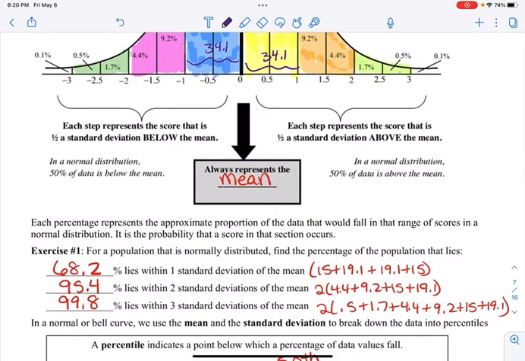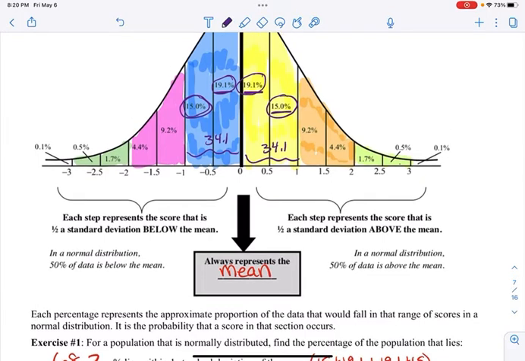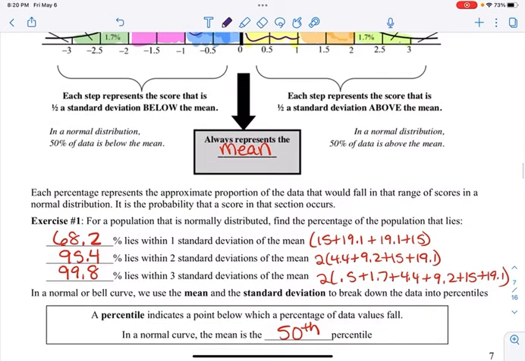So, now I already did this. 68.2% of the scores lie within 1 standard deviation of the mean. Now, how again did I get that 68.2%? I added the 15, 19.1, the 19.1, and the 15. So I looked at 0, and I went 1 standard deviation to the left, which means I added the 19.1 and the 15, and 1 standard deviation to the right, and I added 19.1 and 15. So in a normal distribution, 68.2% of the scores lie within 1 standard deviation of the mean.